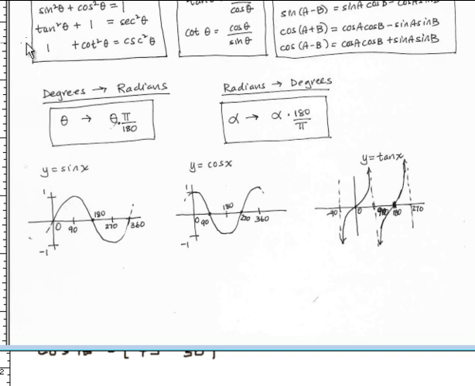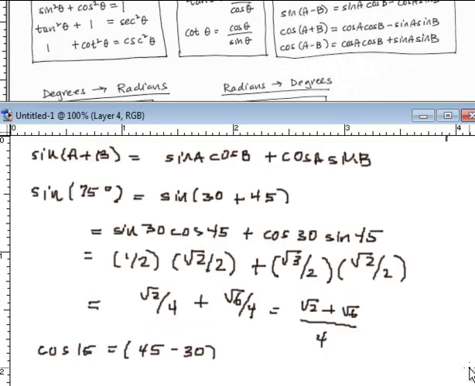Alright, now we have to talk about radian measure. Radians are another way of measuring angles, rather than degrees. So let's talk about that for a minute. You know what, I'm going to end this one, and we'll do that in the next video. We'll start talking about radian measure.